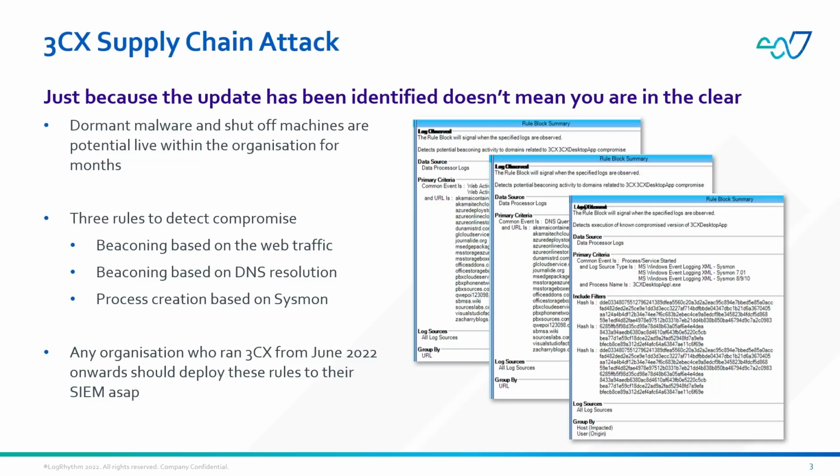The 3 rules comprise a pair of beaconing rules, configured to look for activity seen going towards domains related to the compromise, and a rule that detects when a known compromised version of the 3CX desktop application executes within your environment. Logarithm would recommend any 3CX customer look to deploy these rules into their SIEM, Logarithm or otherwise, as soon as possible, as dormant laptops or software could potentially remain live within your environment for weeks, if not months.